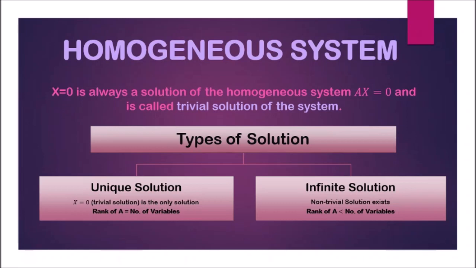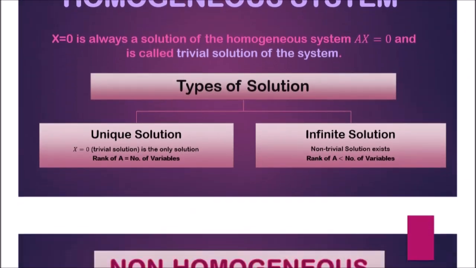In case the rank of matrix A is equal to the number of unknown variables, then the homogeneous system has only the trivial solution x = 0. If the rank of matrix A is less than the number of unknown variables, then the homogeneous system has a non-trivial solution, and in that case it has infinite such solutions.